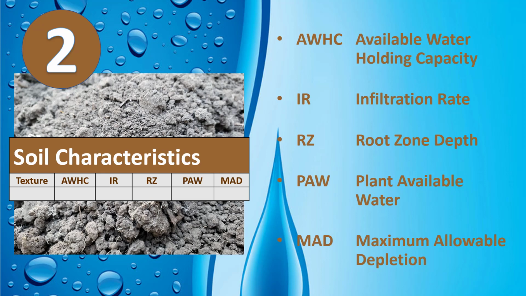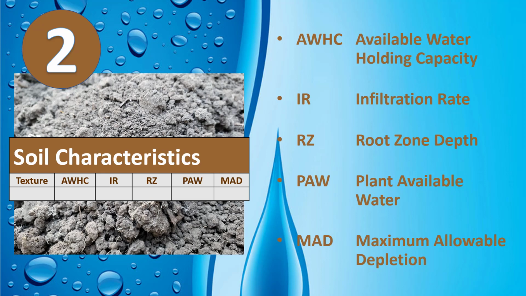The available water holding capacity refers to the ability of the soil to retain water. The available water holding capacity will be expressed as inch of water per inch of soil. The infiltration rate is the dynamic rate at which irrigation water applied to the surface can move into the soil profile. The infiltration rate will be determined in inches per hour to know how quickly water penetrates and moves through the soil.